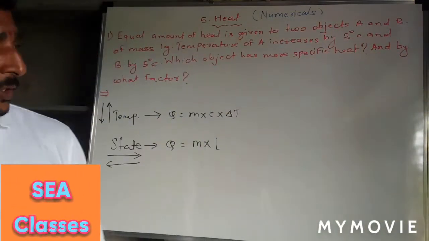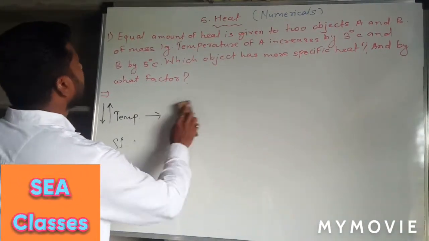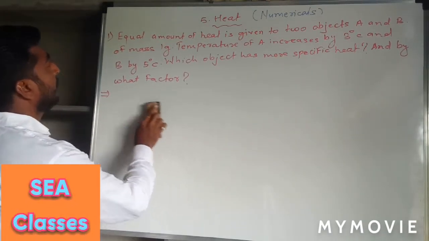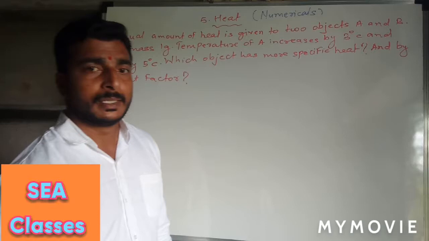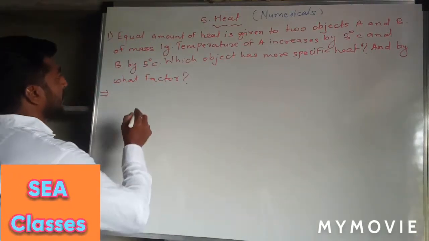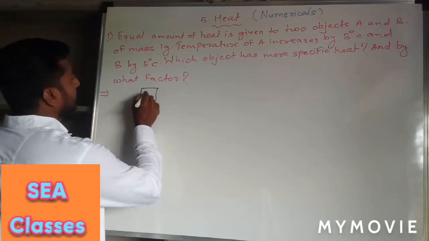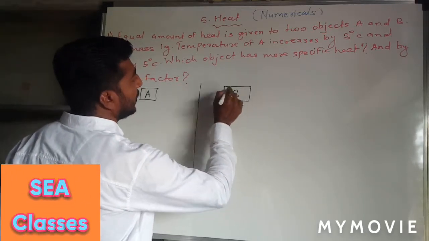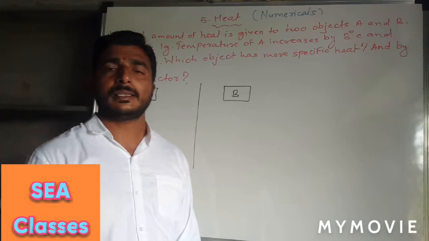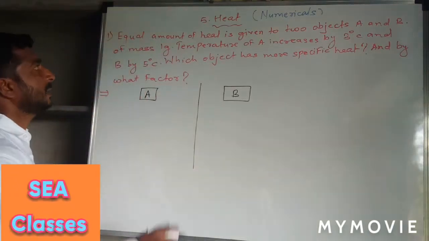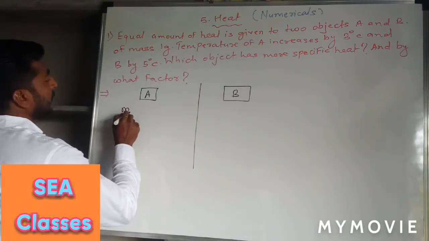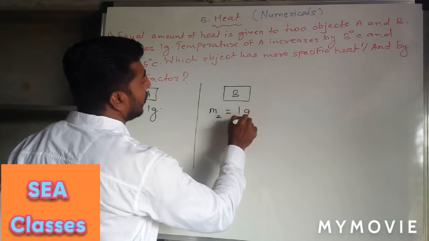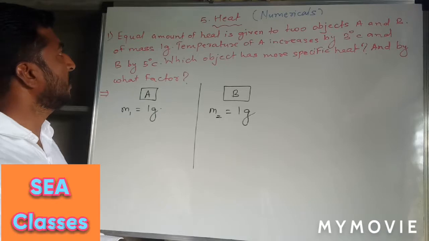Now the first example in your textbook says that an equal amount of heat is given to two objects, A and B, of mass 1 gram. That means there are two objects, object A and object B, and their masses are the same, each having 1 gram. So let us say m1 is equal to 1 gram and m2 is also 1 gram. Then what is the next condition?